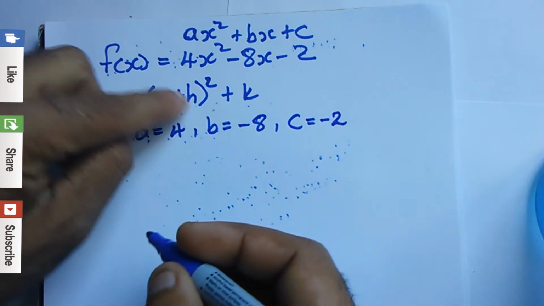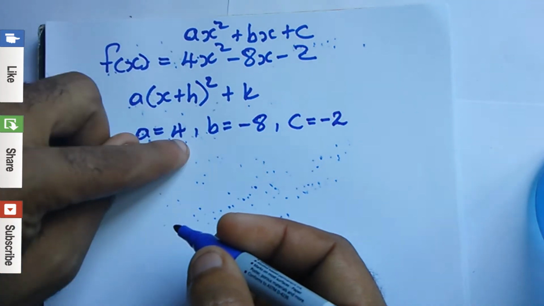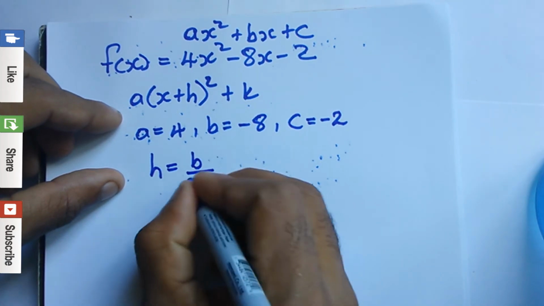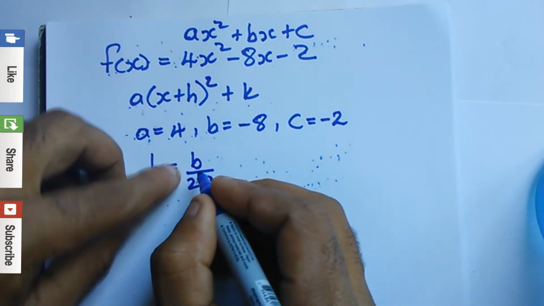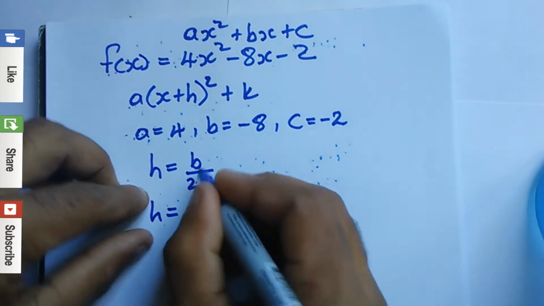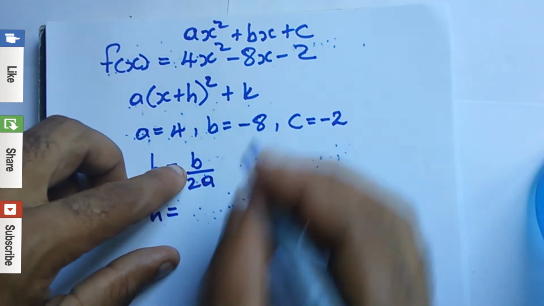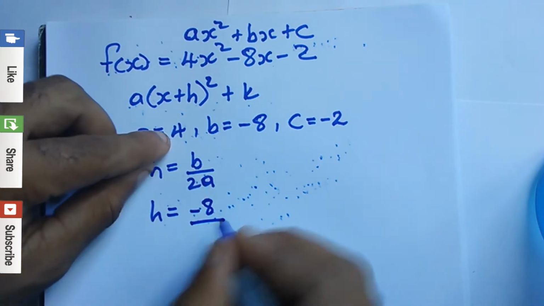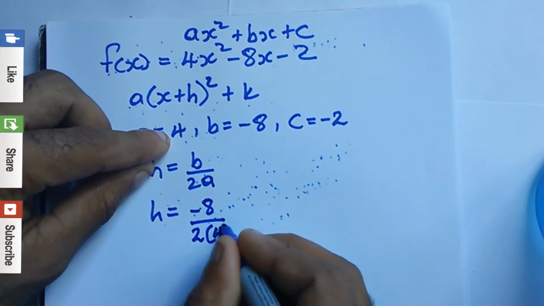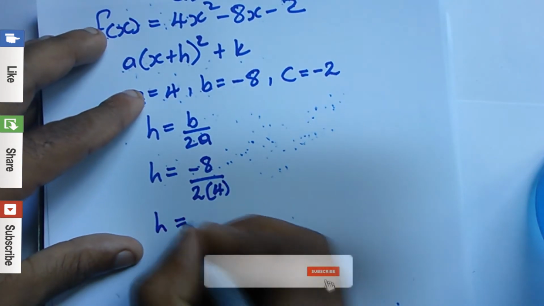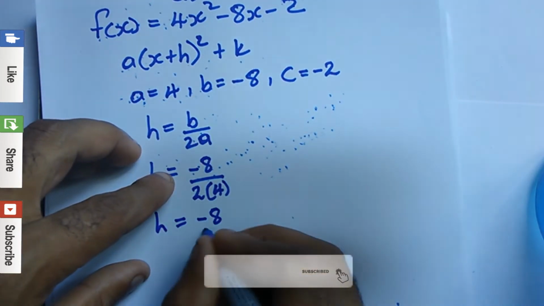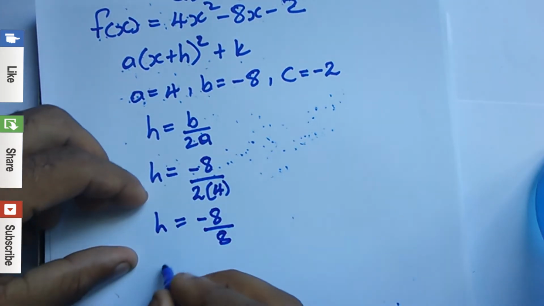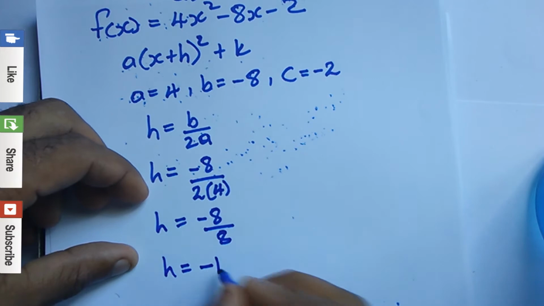Now let's see if we can calculate h and k, because a is 4. So h, you have to remember that h is equal to b over 2a. What's the value for b? B is negative 8. Negative 8 divided by 2 times the a value, which is 2 times 4. So h is equal to minus 8 divided by 8. 2 times 4 is 8, and minus 8 divided by 8, h is equal to negative 1.